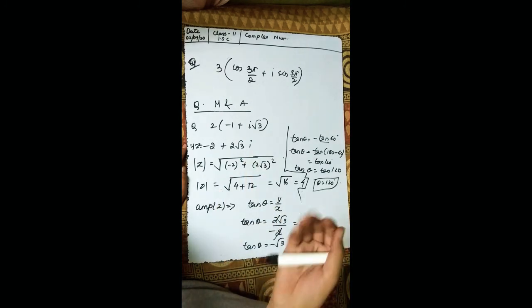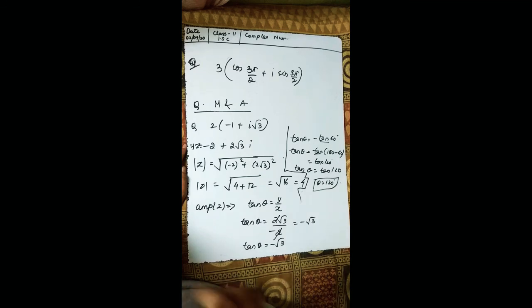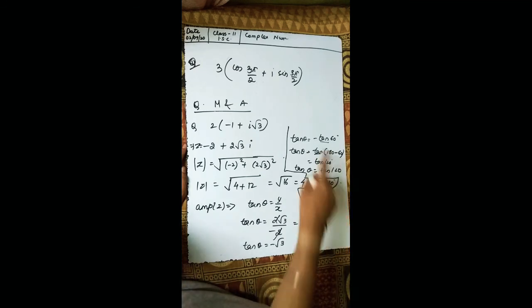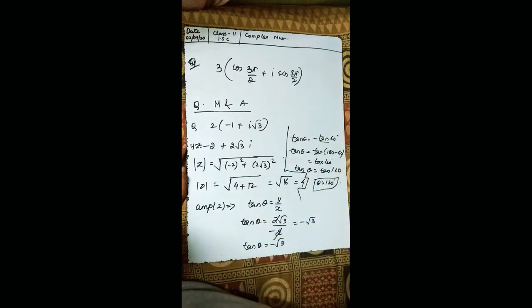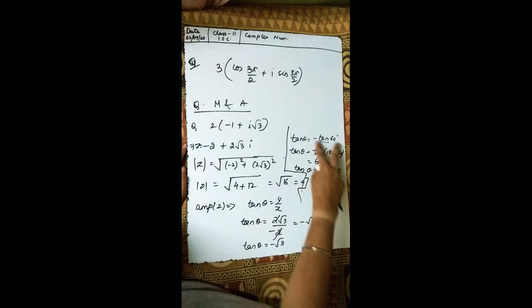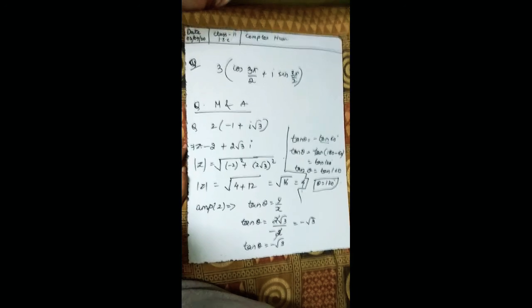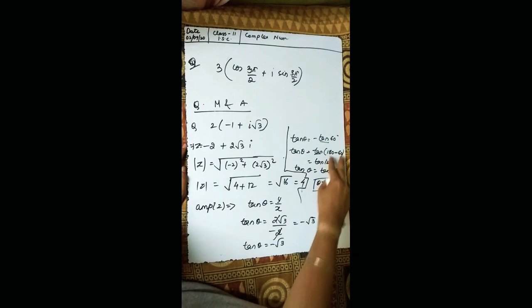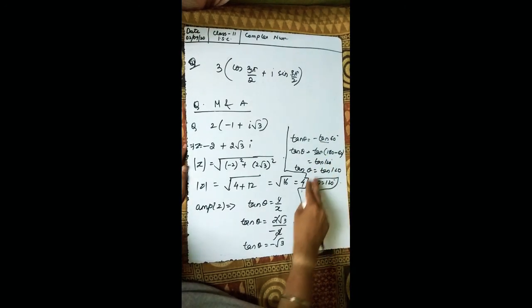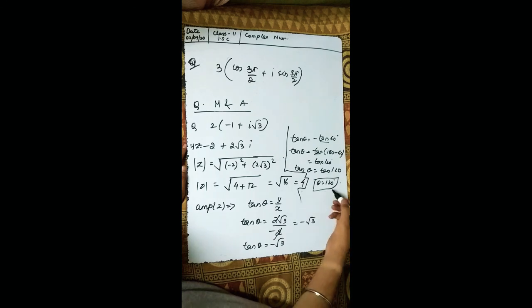Now 180 plus theta is in the third quadrant, where the tan function is positive, but we need the negative. So the last option is only 180 minus theta. So tan (180 minus 60) will give you minus tan 60 degree. So 180 minus 60 becomes 120. Theta is equal to 120. Or if you want to write this in pi, you can easily do that: 120 into pi by 180, like that.